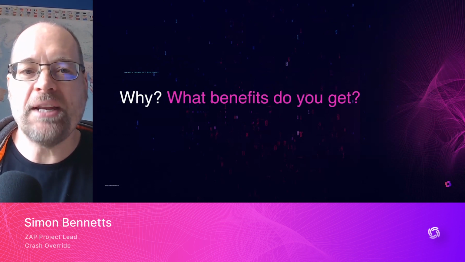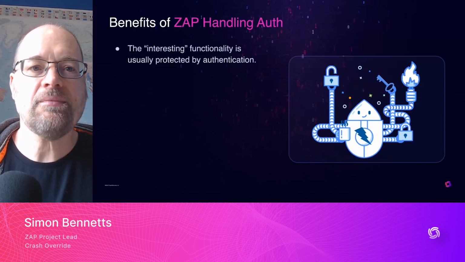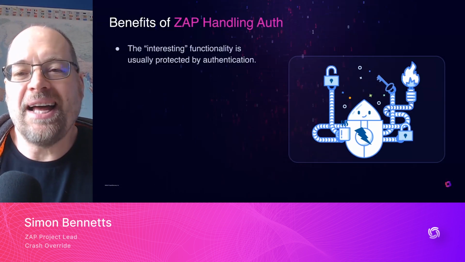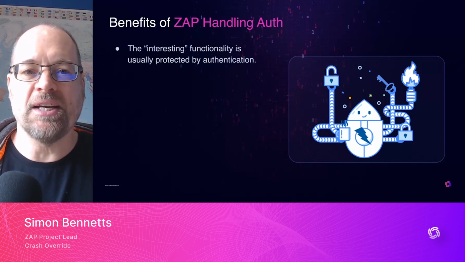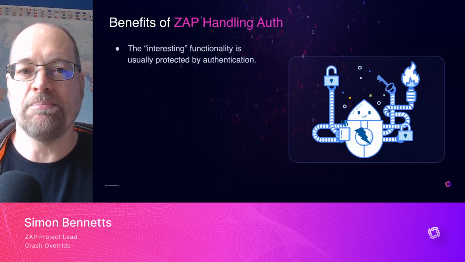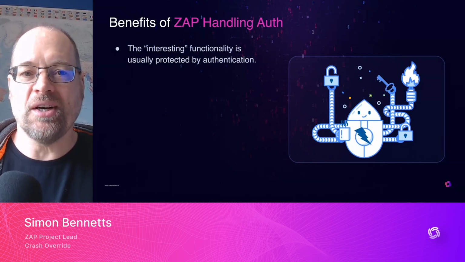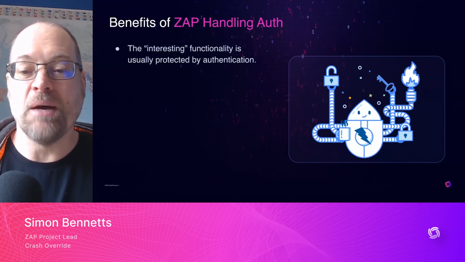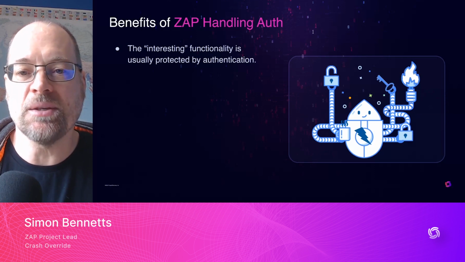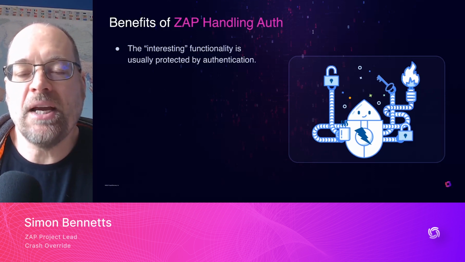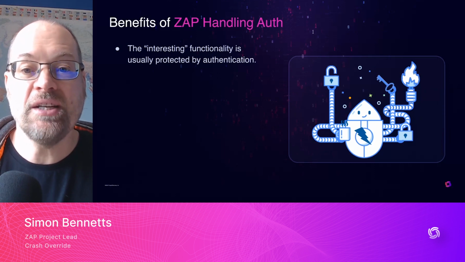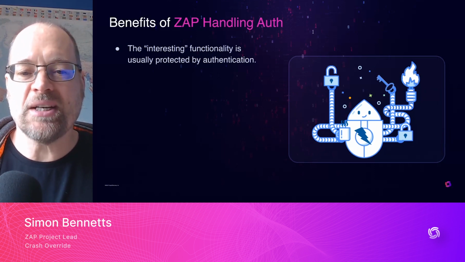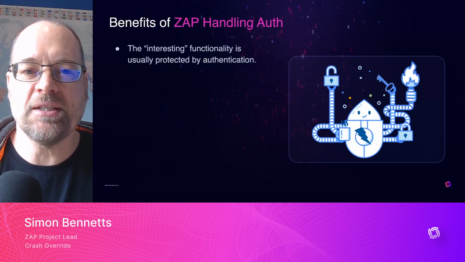So what benefits do you get by getting ZAP to handle the authentication? The obvious thing is most real functionality that applications provide is protected by authentication. You don't want unauthenticated users coming in and making random changes to the application. Some applications have unauthenticated content, stuff you can read. You might be able to do searching and things, but to actually do stuff, you typically have to be authenticated.